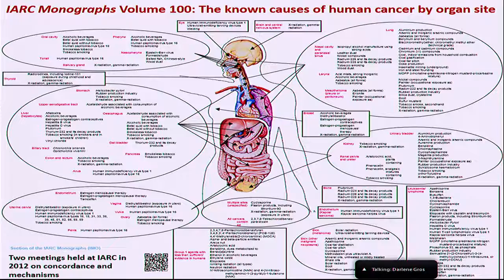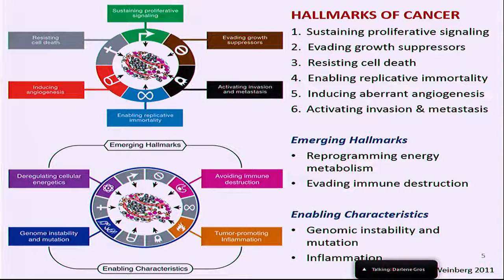So IARC in 2012 convened a group of people that I was on to look at this idea of what have we learned about mechanisms from the hundred odd or so agents which we know are human carcinogens from the IARC database. And one of the ideas was that, well, why don't we try looking at them in relation to the hallmarks of cancer, which are shown here and have been mentioned earlier. Hanahan and Weinberg first proposed them in 2000, and then revised them in 2011.